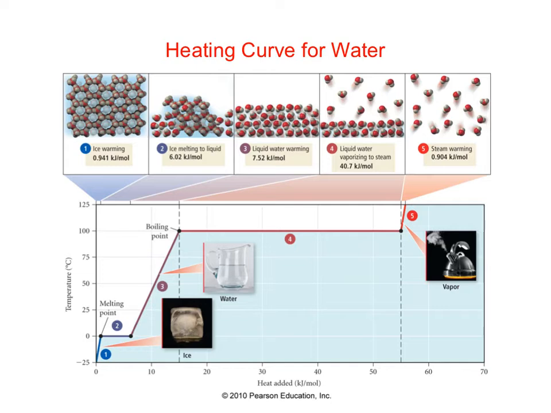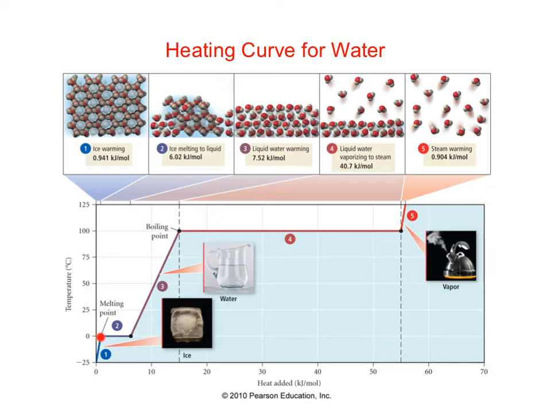And you notice that the graph is kind of stepwise, right? So I think it probably makes sense that in order to take ice from minus 25 degrees Celsius to 0 degrees Celsius, I have to heat that up. As I move along the x-axis and I add heat to the ice, the temperature increases until I get to the melting point.